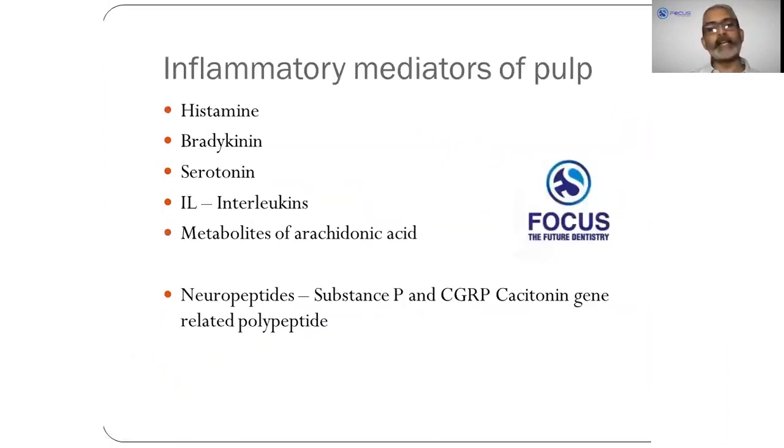Now, when there is an inflammation inside the pulp, who mediates this inflammation? There are certain chemicals which mediate the inflammation inside the pulp. These are histamine, bradykinin, serotonin, interleukins, and certain metabolites of arachidonic acid. And you have to remember two neuropeptides of the pulp, that is substance P and CGRP. CGRP is calcitonin gene related polypeptide. Whatever I discussed till now forms the basis of your pulp embryology and histology.